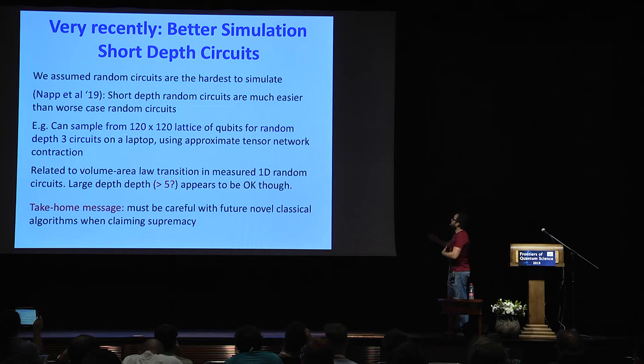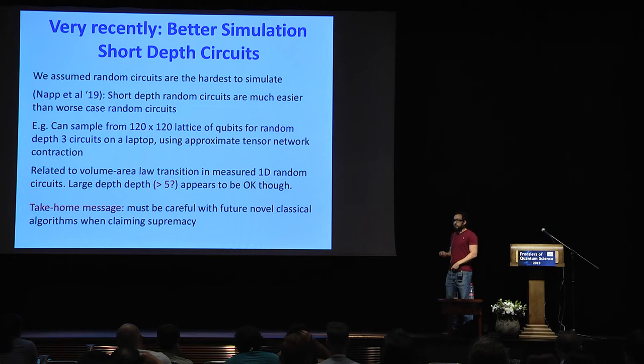So it's a better simulation method for random short depth circuits. I said in the beginning that we always assume these random circuits are the hardest to simulate, because they have no structure. And indeed that makes some sense. But actually, what we saw is that if you consider short depth, like depth 3, 4, maybe 5 works, but there is some transition that I will discuss, then these random circuits are much easier to sample than the worst case over circuits.